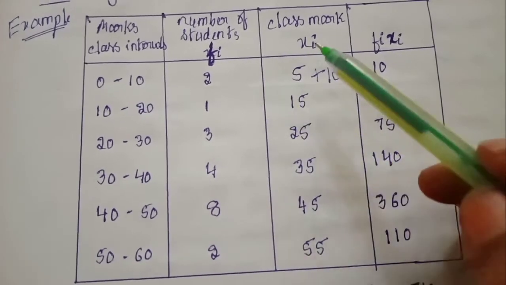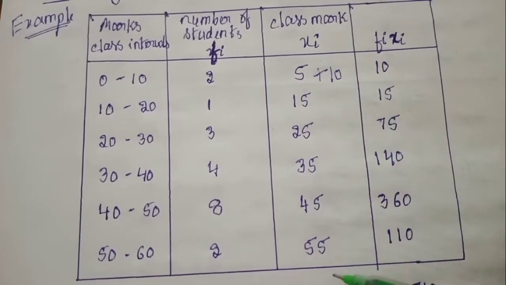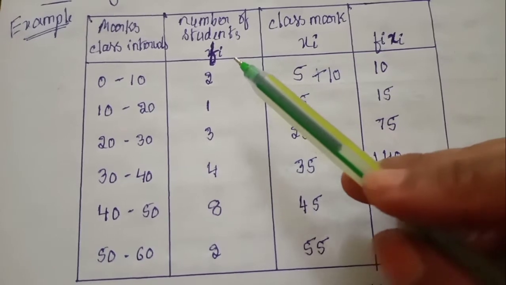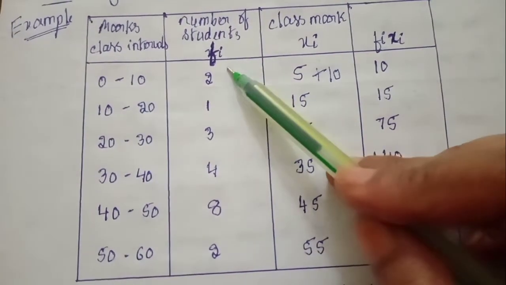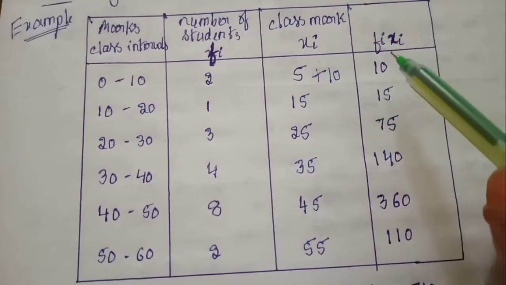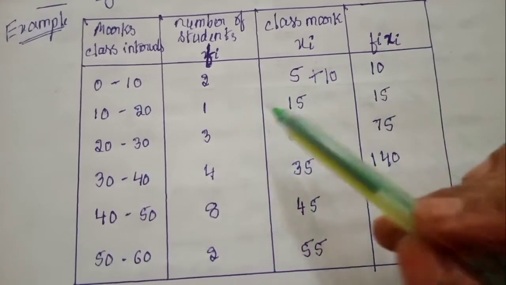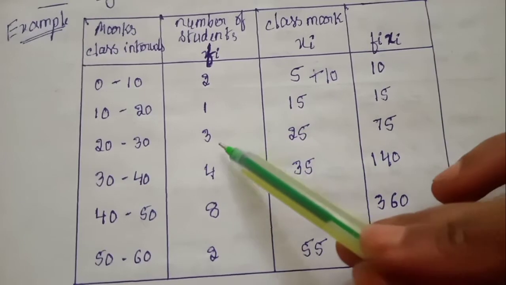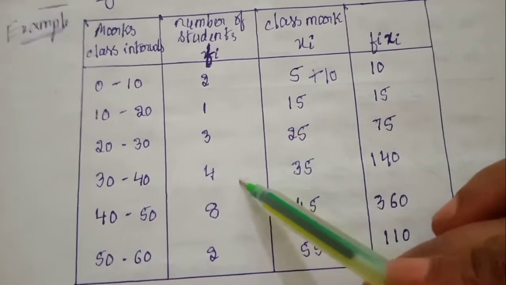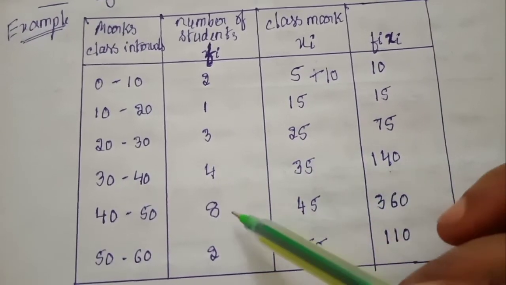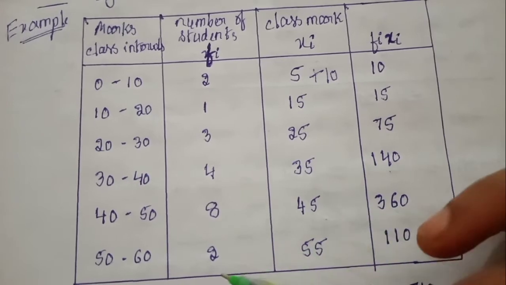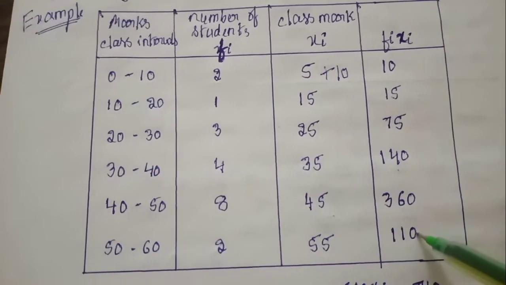Now we have another column, that is xi. Now I have to multiply the number of students, that is fi, and xi, that is fi xi. Multiply: 2 into 5 is 10, 1 into 15 is 15, 3 into 25 is 75, 4 into 35 is 140, 8 into 45 is 360, 2 into 55 is 110.